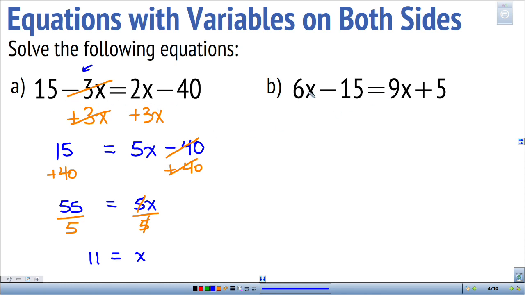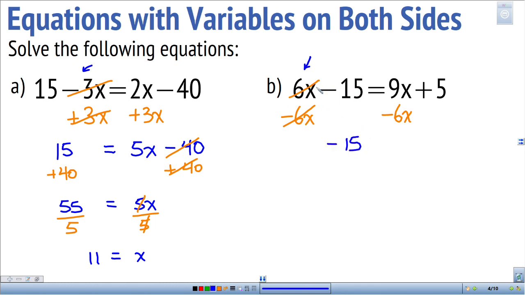Okay. Let's look at one more example. Here we have 6x minus 15 is equal to 9x plus 5. So remember, the first thing that we're going to do is find which one is lower in value. It's this one. So I'm going to remove that one. I'm going to subtract 6x on this side to remove it. But then, of course, I have to do it on the other side of the equal sign. The 6x minus 6x are going to subtract away. I am left here with negative 15.